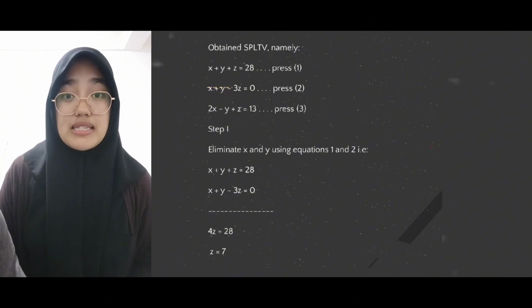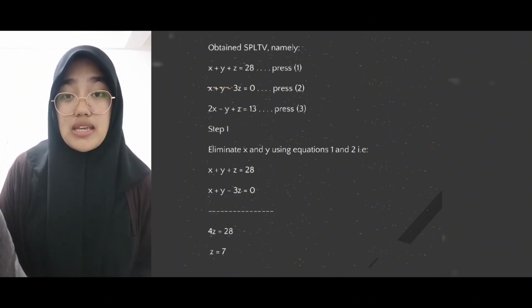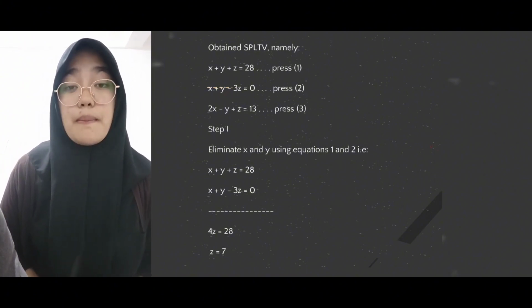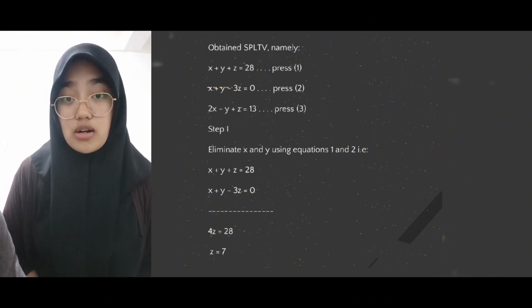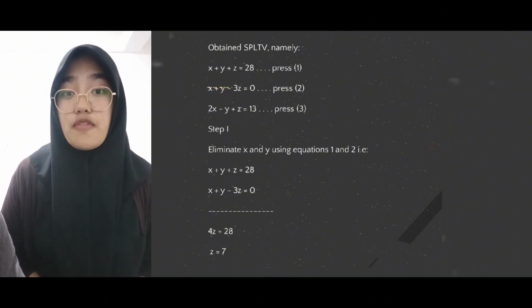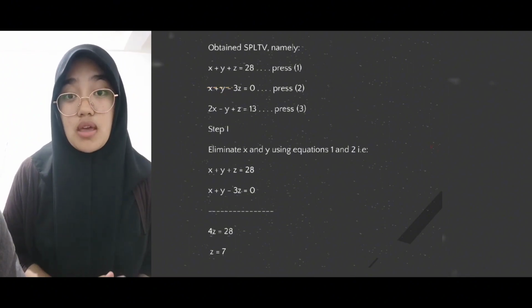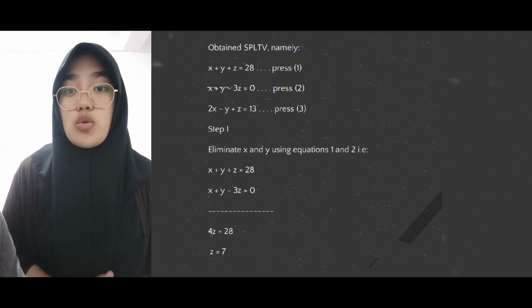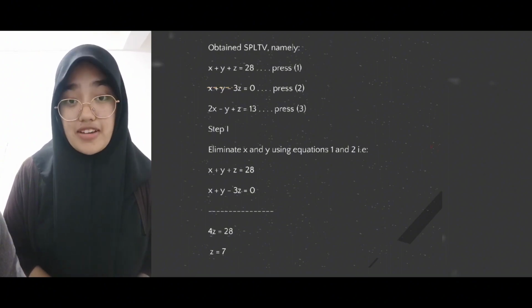x plus y plus z equals 28. x plus y minus 3z equals 0. Subtracting, we get 4z equals 28. So z equals 28 divided by 4, z equals 7.